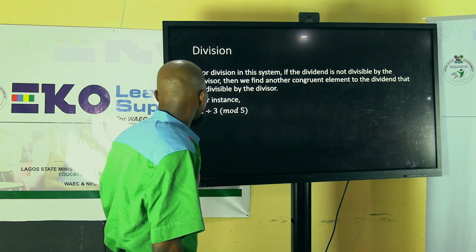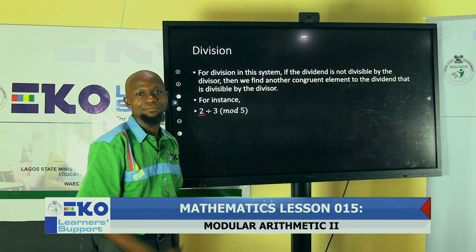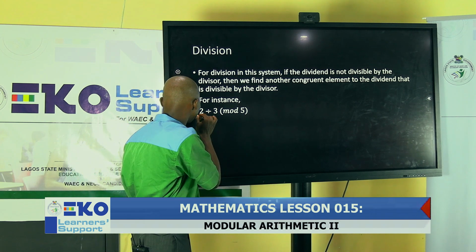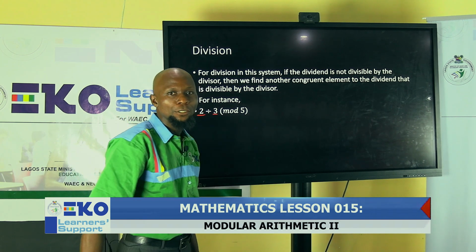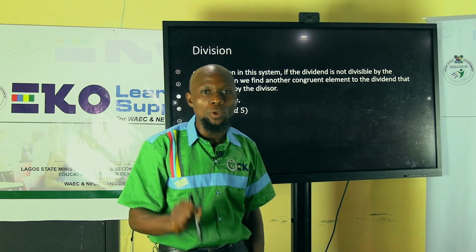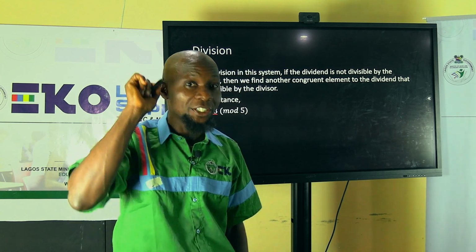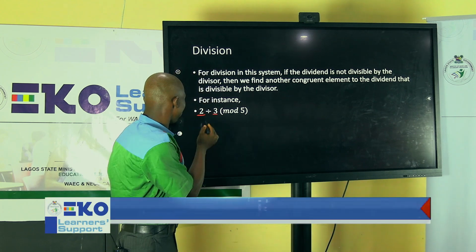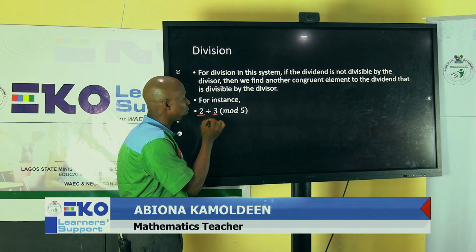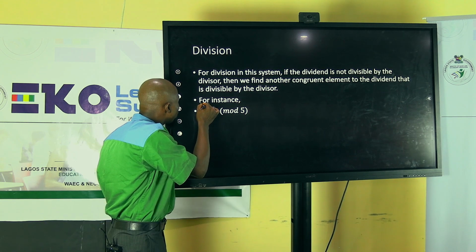So quickly we go to division. What is very important in division is the dividend. This is the dividend and this is the divisor. You make sure that the dividend is always divisible by the divisor. So here, 2 is not divisible by 3. So you look for all other congruent numbers to 2.